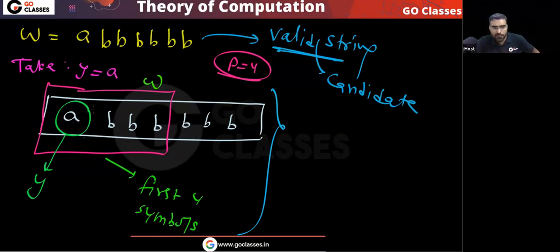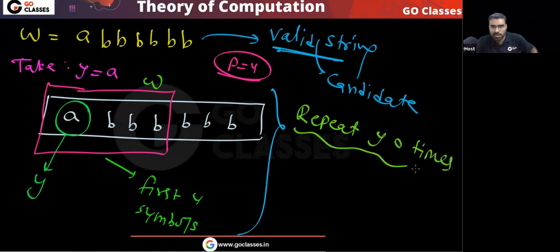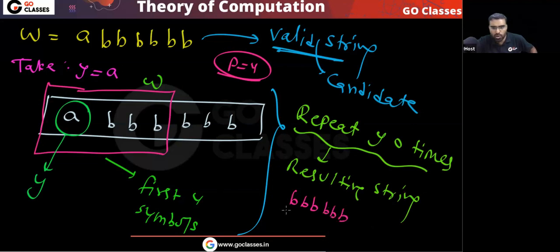If I repeat it 0 number of times, what string will I get? What is the resulting string? The resulting string is B, B, B, B, B, B. Does this resulting string belong to L? This does not belong to L.